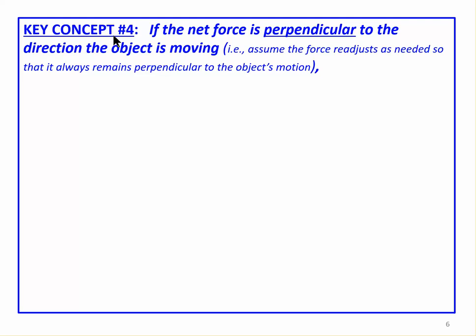The fourth key concept is slightly more subtle. This says that if the net force on an object is perpendicular to the direction it's moving, so it's not in the same direction that it's moving, it's not opposite to the direction that it's moving, it's perpendicular to the direction the object's moving, then the object is going to change its direction. So here's an example. Here's a particle moving with some initial speed v0 to the right. And if I push on it in a perpendicular fashion, this particle's path is going to bend and it's going to start curving.